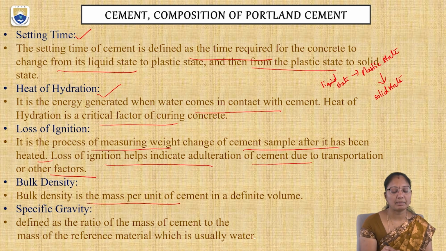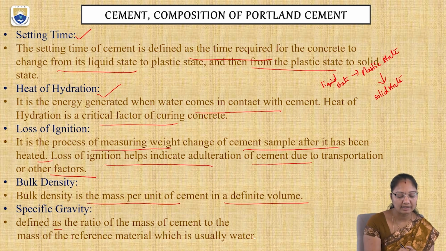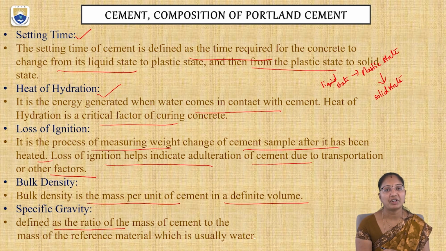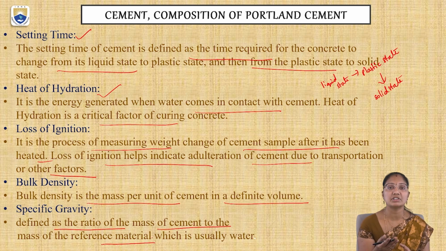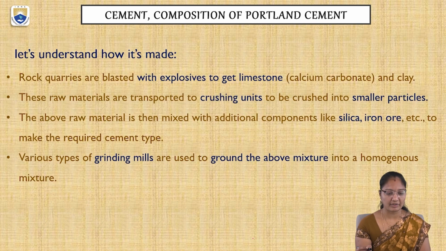So the next is the bulk density. It is the mass per unit volume of cement in a definite volume, so the bulk density of the cement can be measured that way. Next is the specific gravity. It is defined as the ratio of the mass of cement to the mass of the reference material, which is nothing but water. So the cement to water ratio is the specific gravity.